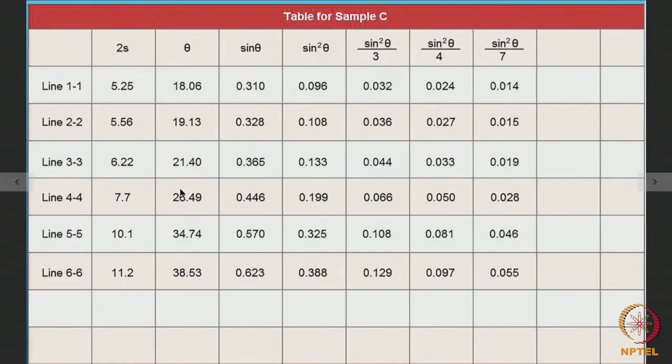To make life easier, let us consider only the first 6 lines in the pattern: line pair 1, 1, line pair 2, 2, line pair 3, 3, 4, 4, 5, 5 and 6, 6. These are the 2θ values, these are the theta values, these are the sin theta values, these are the sin square theta values. Now, what we do? We divide the sin square theta values by 1, 3, 4, 7, etc., which are the permissible values for h square plus hk plus k square.